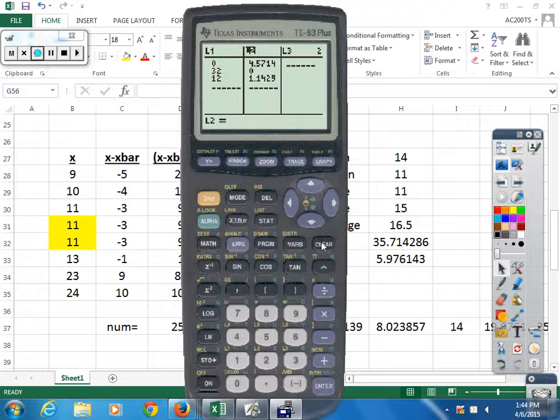And clear L1. Stat, Edit, and clear L1 and move over, because this is just like a spreadsheet. And type in 9, enter, 10, enter, 11, enter, 11, enter, 11, enter, 13, enter, 23, enter, and 24, enter.